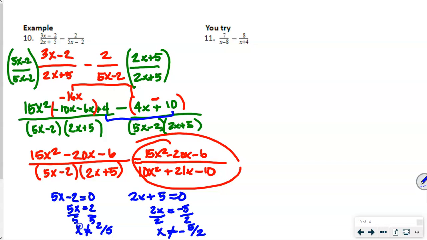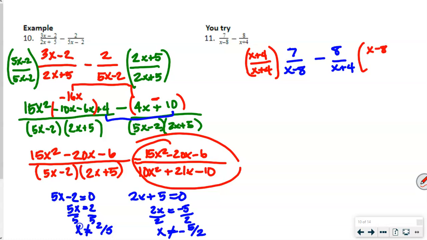So now the next one, I'd like you guys to go ahead and try it and then come back to me when you're done. So here again, we're going to do 7 over x minus 8 over x plus 4. And we're going to go ahead and multiply the numerator and denominator by the x plus 4 because that's the other denominator. So x plus 4 over x plus 4 here, and then over here, x minus 8 over x minus 8.